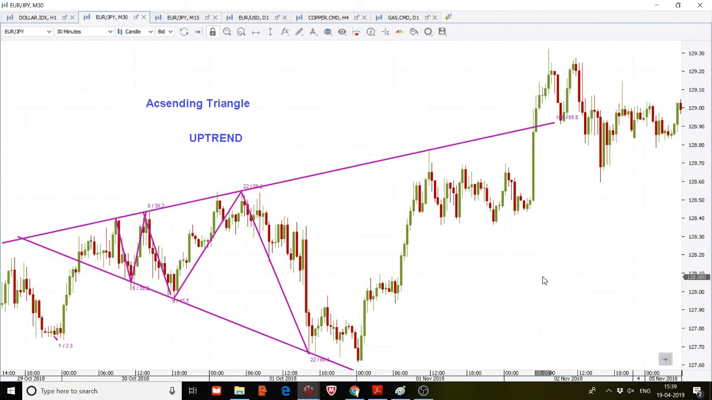So practice this kind of pattern in the chart. Try to find this kind of pattern on the charts, and share your experience. Do write in the comment box. If you have any questions, I will be happy to answer them.